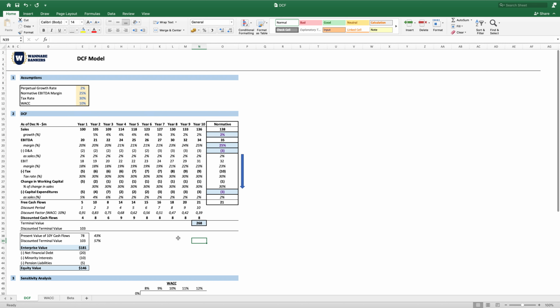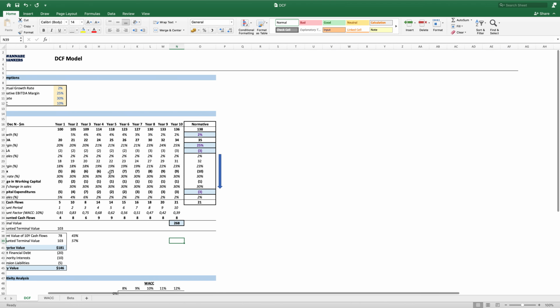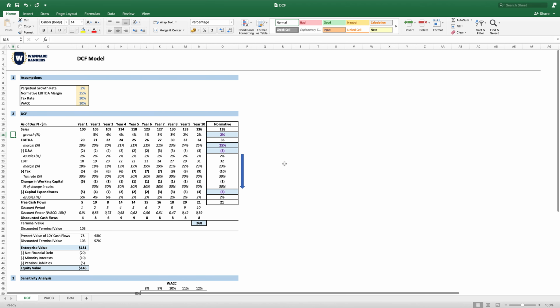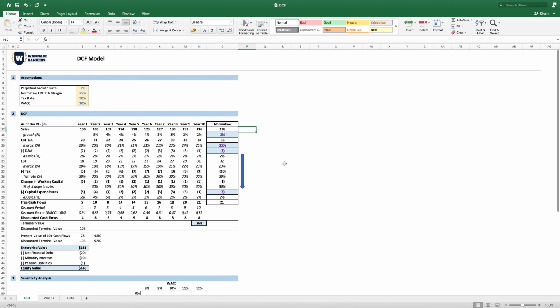So in order to calculate the terminal value, you would need to estimate a normative cash flow. A normative cash flow is an estimation of a recurring cash flow that would happen annually or periodically after the last year of your business plan. So this is what I did here in the normative column. Let's see how it works line by line.